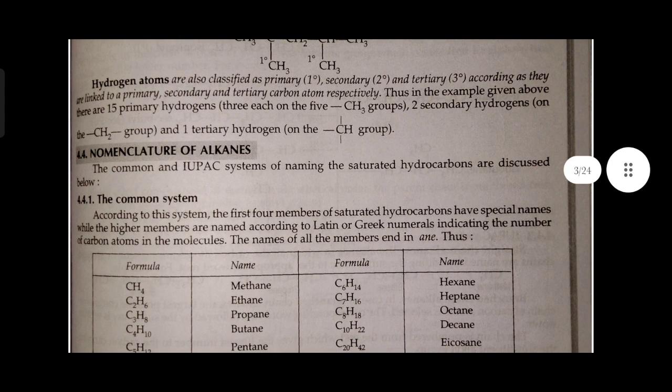Now, nomenclature of alkanes. The common and IUPAC systems of naming the saturated hydrocarbons are discussed below.